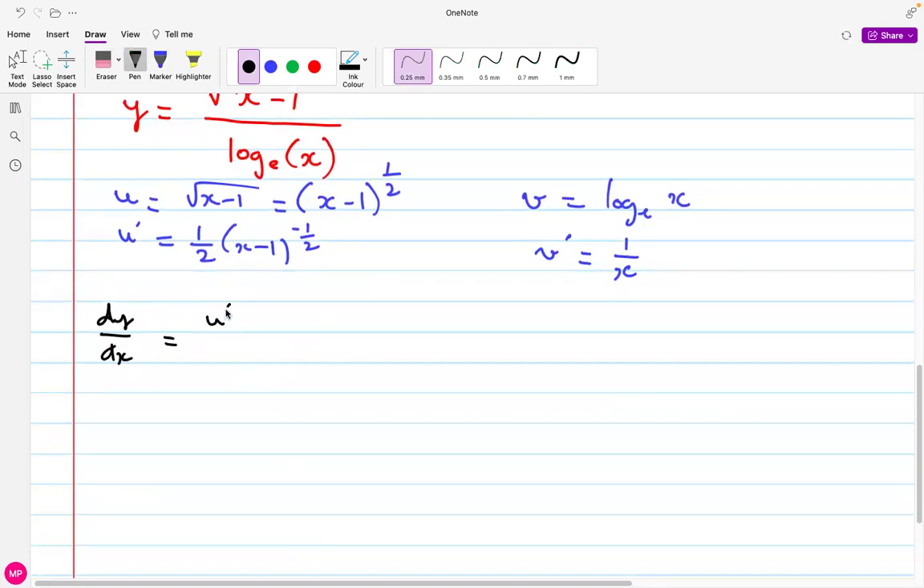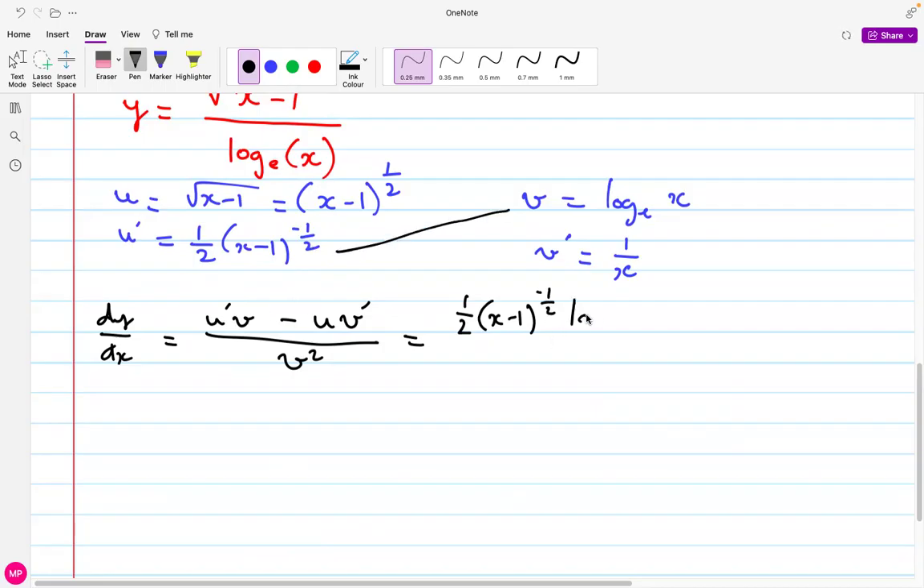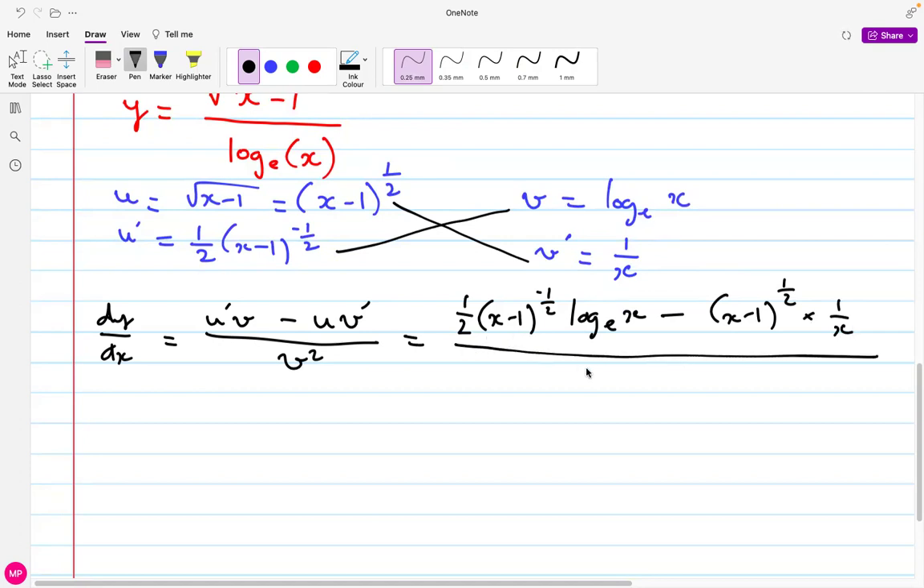We have u dash times v minus u times v dash, over v squared. So u dash is this: a half of x minus 1 to the power of negative a half, and then times v, which is log a of x. Minus u times v dash is this: u is x minus 1 to the power of a half, times 1 over x. And then we do that over v squared. V squared is log a of x, and then the whole thing squared.